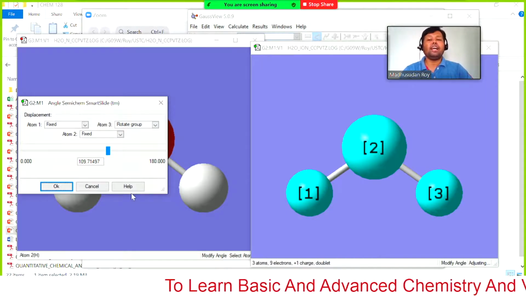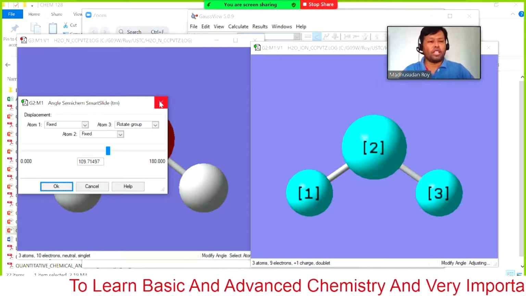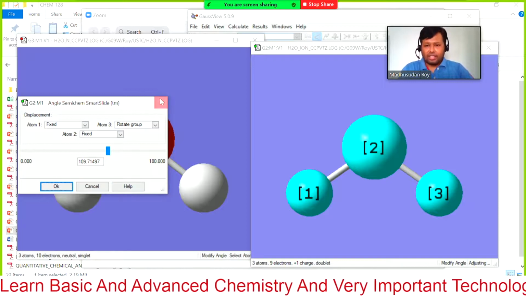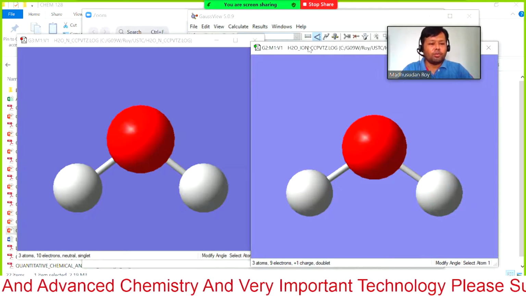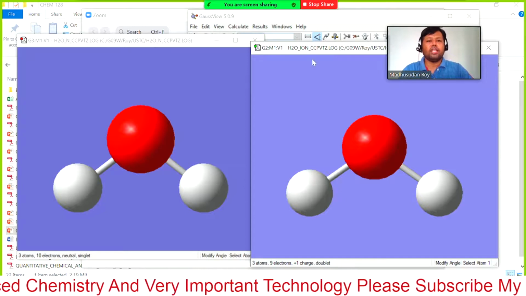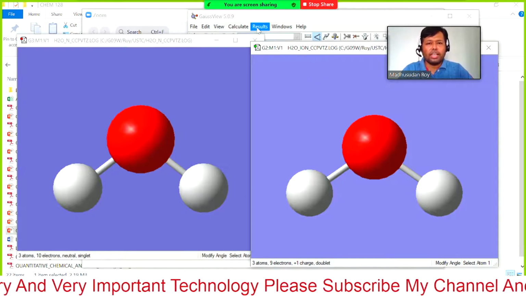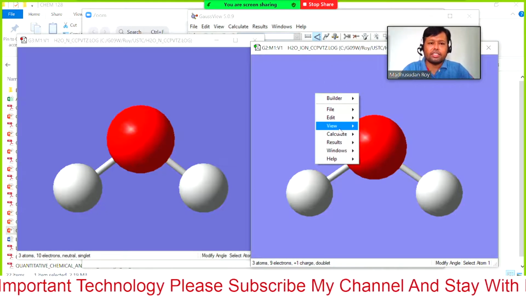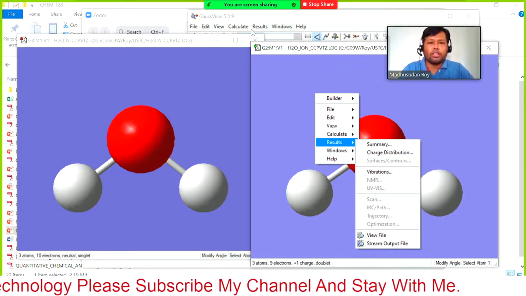109.71. This is the water in ionized form. So now let us find out the energy of this ion. How much is the energy? Let's go to the result. You can right click, then you can have the result, or you can click here.